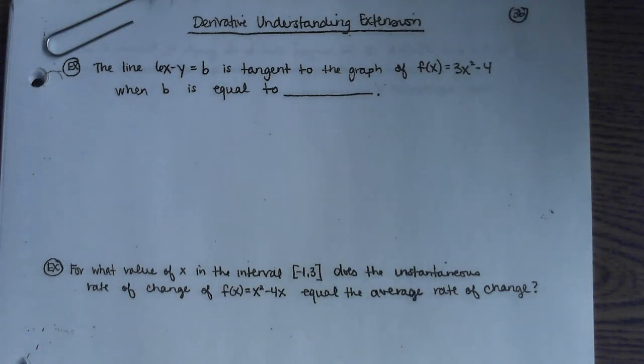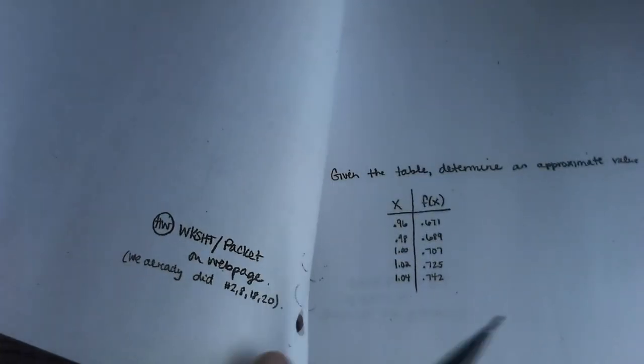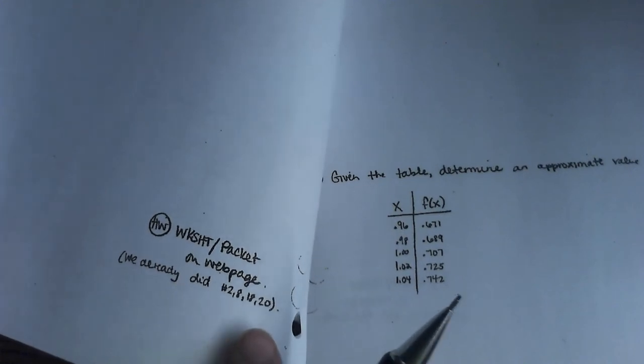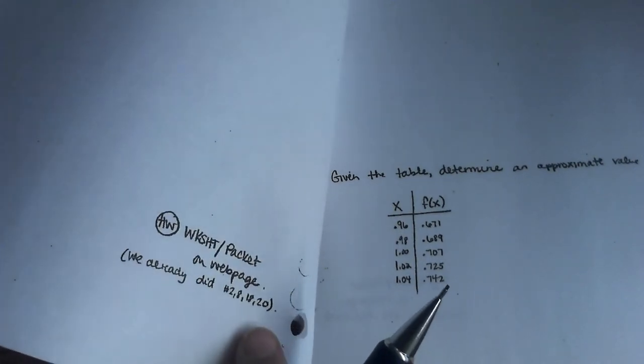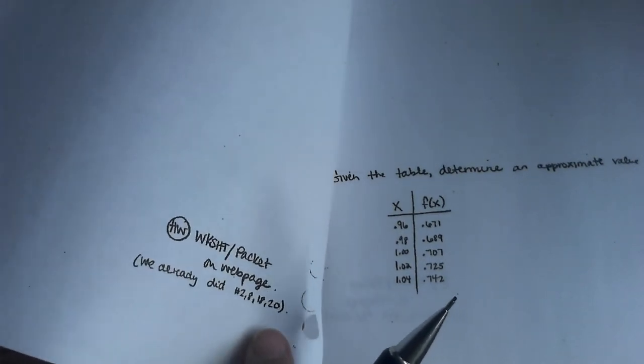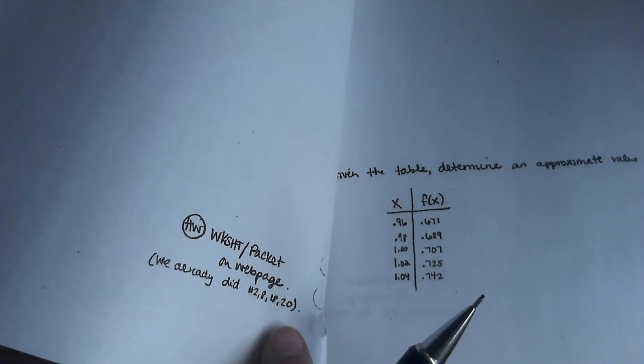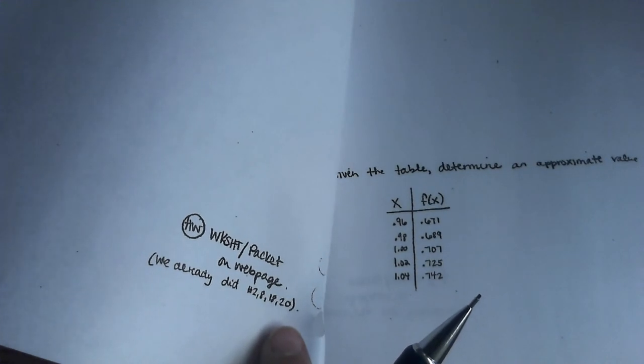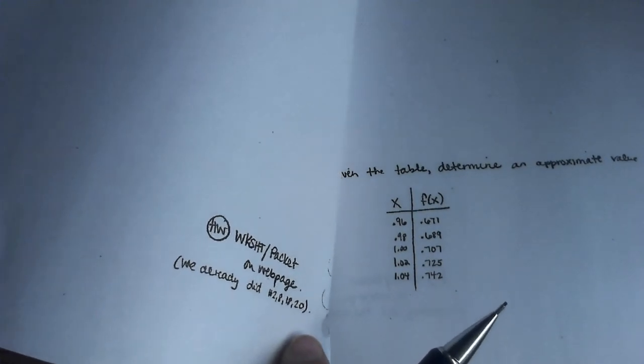All right. Here we have just an extension, and there's a packet for homework, and I say it on the back that the numbers we're doing right now as our examples are already 2, 8, 18, and 20 from the packet. So when it comes time to do your packet, we will have already done 2, 8, 18, and 20. Okay? You'll just do the rest.